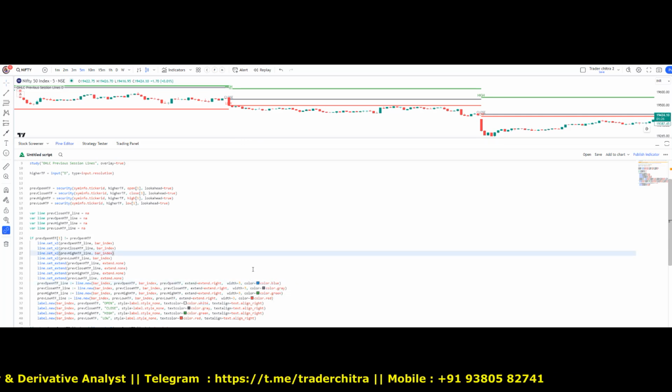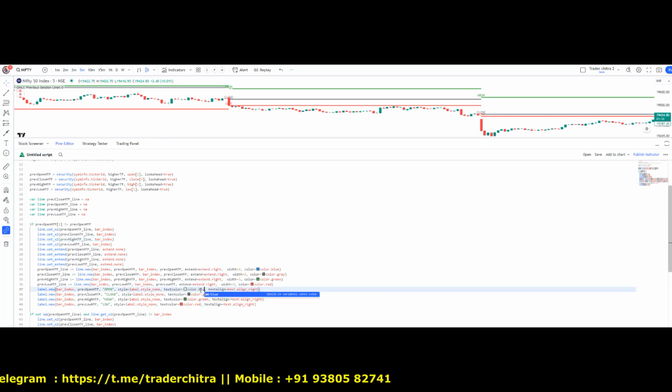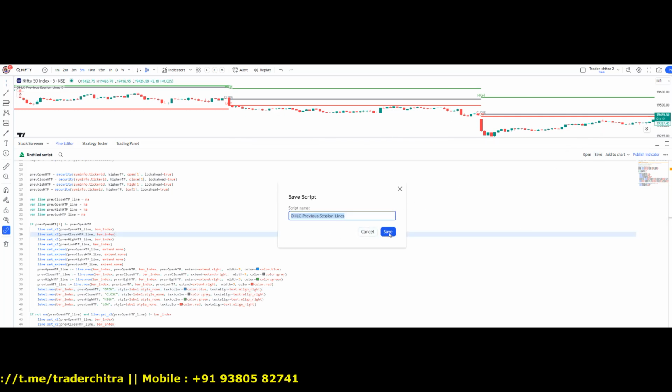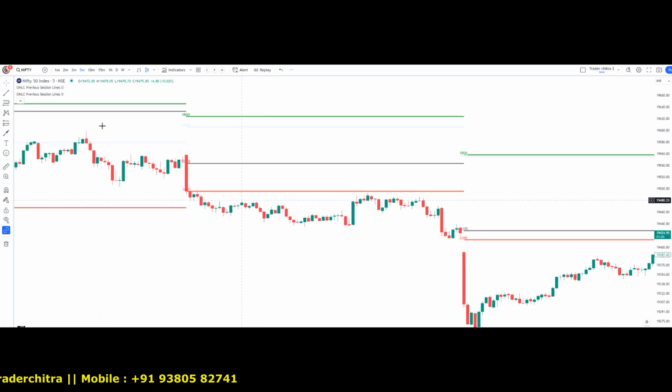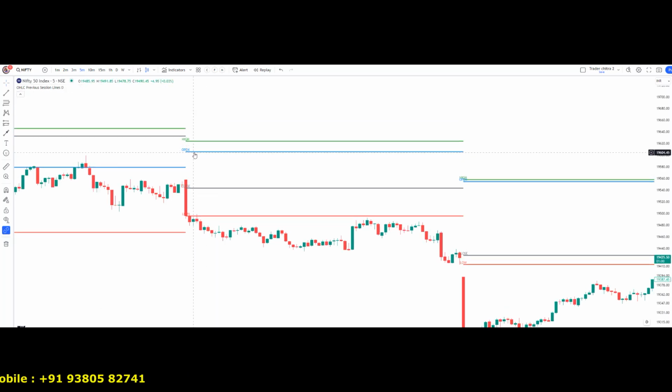Again, here we can see line number 37. This is also white, and here also we are going to change it to blue. Now we are going to save it and add to chart. Here we can see 2 sessions, so we are closing 1. Now we can see the open also, because I have changed the code.